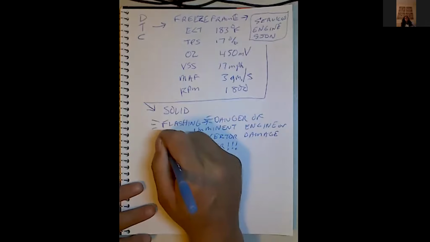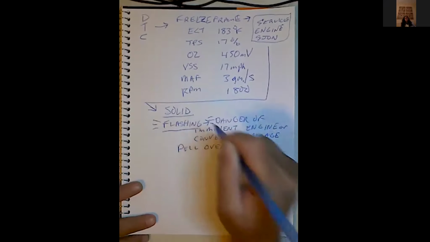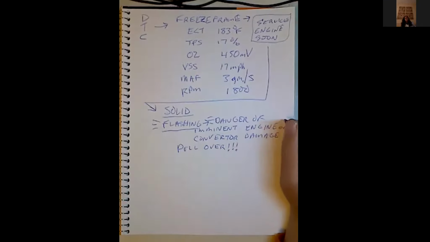Okay, so two of these, solid and flashing. If it's flashing, pull over. If it's solid, you got a problem. Drive around and find a solution somewhere in the shop, right? Now, mind you, not putting your gas cap on right or tight can also throw a check engine light. Yes, it will. P0456 or P0440. Yeah, mine came on. Mine came on. I got a knock sensor.